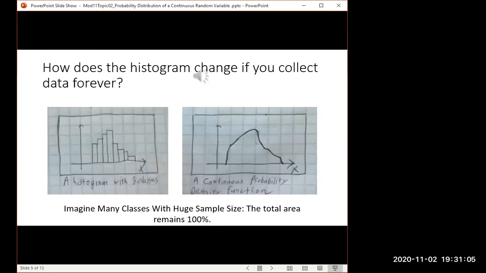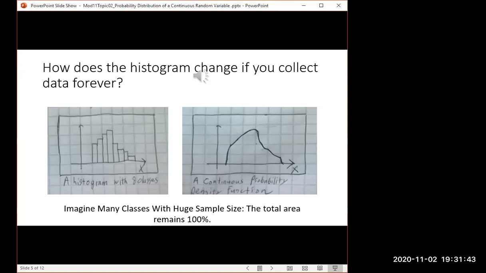Now, if you imagine collecting data forever, you'd get more and more little bars. The total area stays the same, 100%, but with hundreds of little bars, the envelope on top of the bars becomes smoother and smoother, and you can imagine what it might come to if you could just keep going forever.